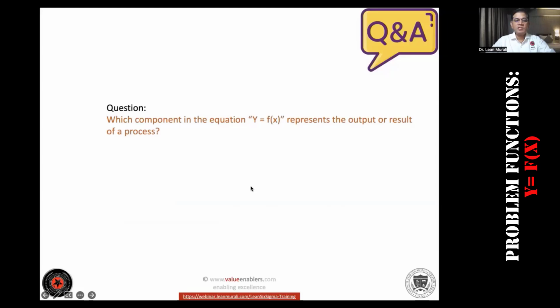The second question is, which component of the equation y is equal to f of x represents the output or results of the process? Y, or f, or x, or both y and x? The correct answer is y. Thank you very much for your participation.